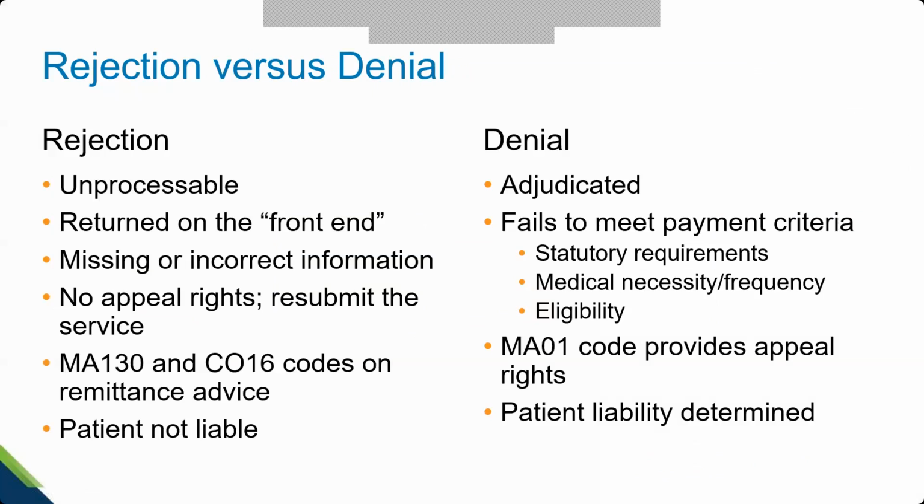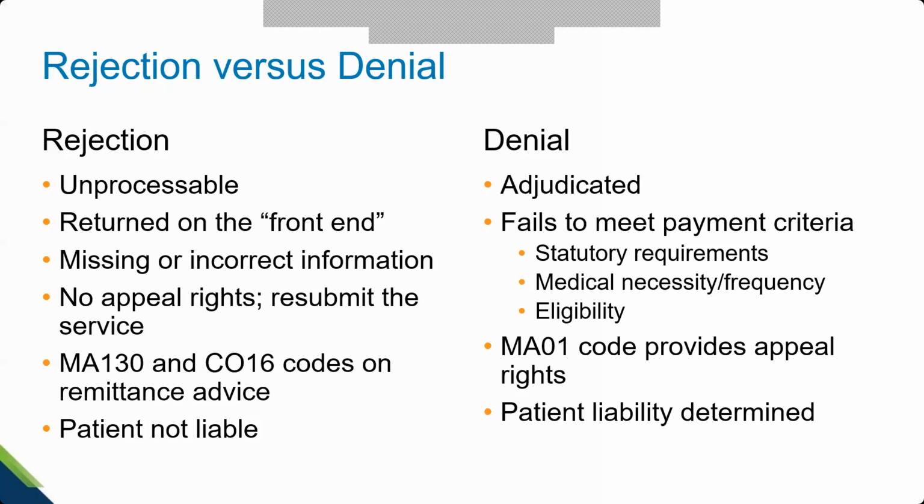If you look at the left side of this claim, you will see that a rejection is unprocessable. It is returned on the front end because something's missing or invalid or incorrect. For these claims, because they're never really adjudicated, there are no appeal rights. What you need to do is fix the service and resubmit it. There are some codes that print out on the remittance advice that I'll talk about in just a minute. For rejections, you will see an MA130 and a CO16. I will talk about those a bit later.